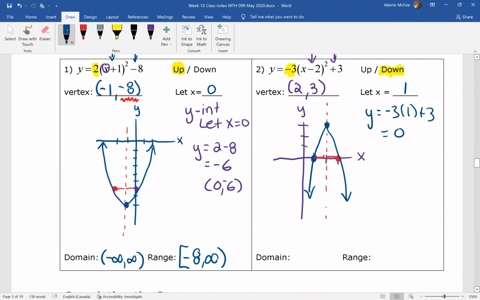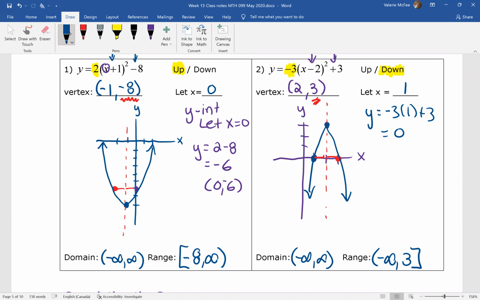Pause your video, fill in the domain and range if you haven't already done so. The domain is again the set of all real numbers. This time our parabola opens down, so the vertex gives us our highest point. k is our highest point. So from negative infinity to k, which is 3.